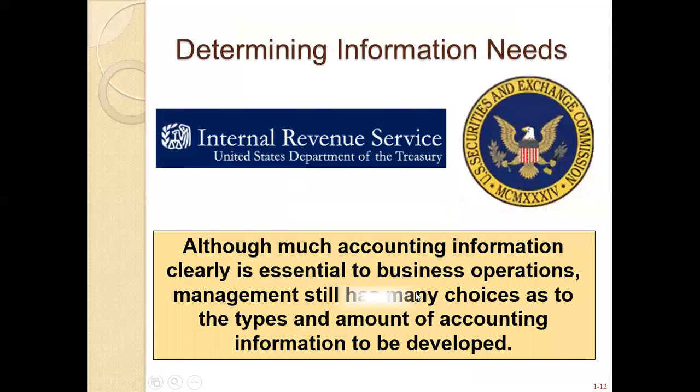Now, determining the information need: like in Pakistan we have the FBR, and in the US the Internal Revenue Service. All accounting information is clearly essential to business operation. Management still has many choices as to the type and amount of accounting information that should be developed. Every business needs to compile accounting information about its business operation and report this information to the government.